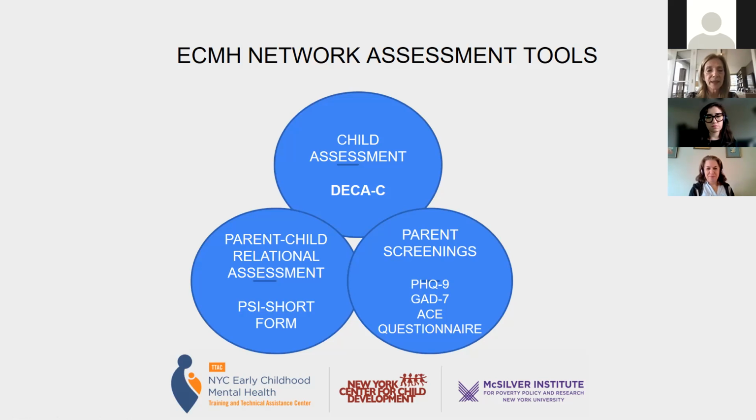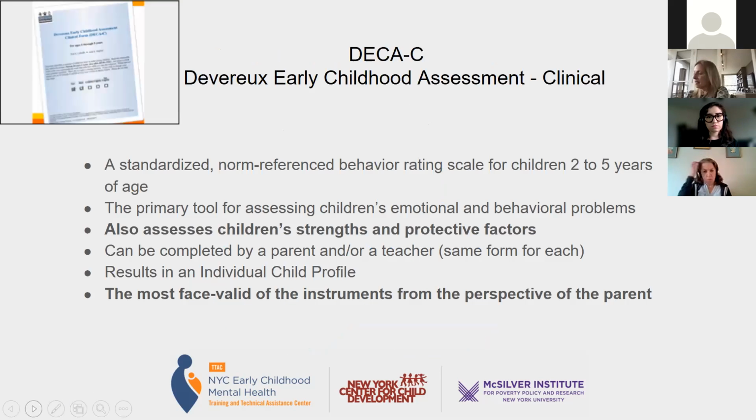I know that that one has gone optional, but we'll talk about that because I think some of you are still using it, and it's an important one. And then there's a set of screenings, including mostly parent screenings, the PHQ-9, the GAD-7, and the ACE questionnaire. And I'll talk a little bit more about the difference between screening and assessment measures. Okay, so we're going to start by talking about the DECA. So I'm just going to get my DECA.